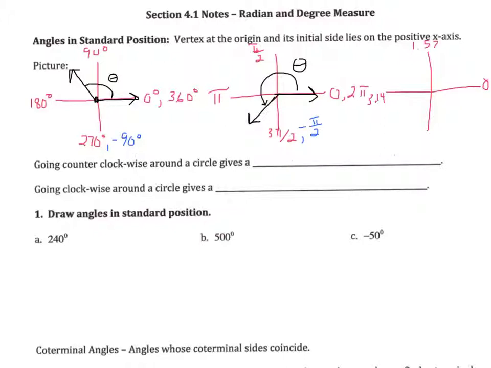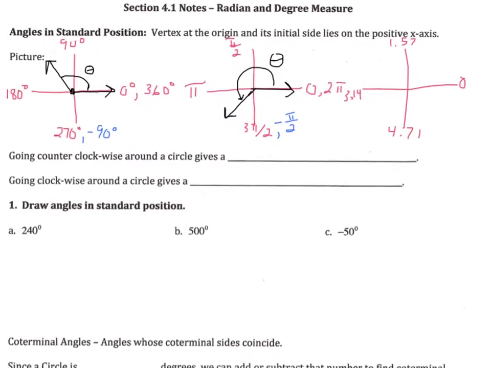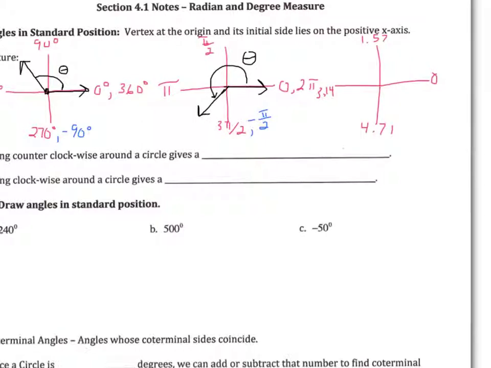And then to get the next one, you can just add them up. So if we add those up, 4 plus 7 is 11, so that would be 4.71. So 4.71 would be the decimal that approximately matches with 3 pi over 2. And then for 2 pi, that would be about 6.28.